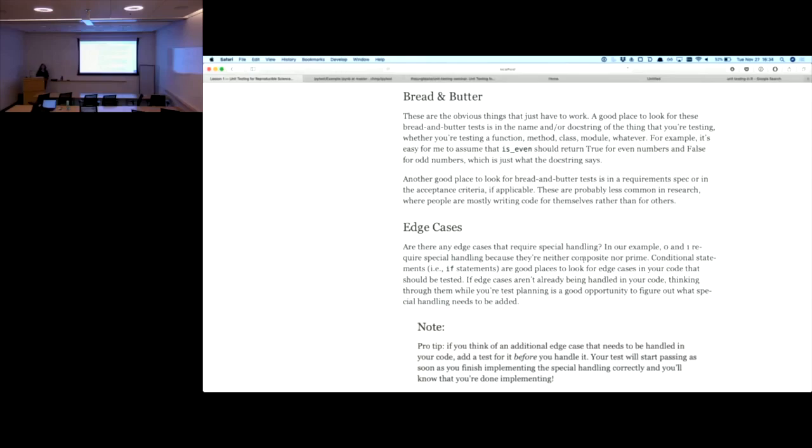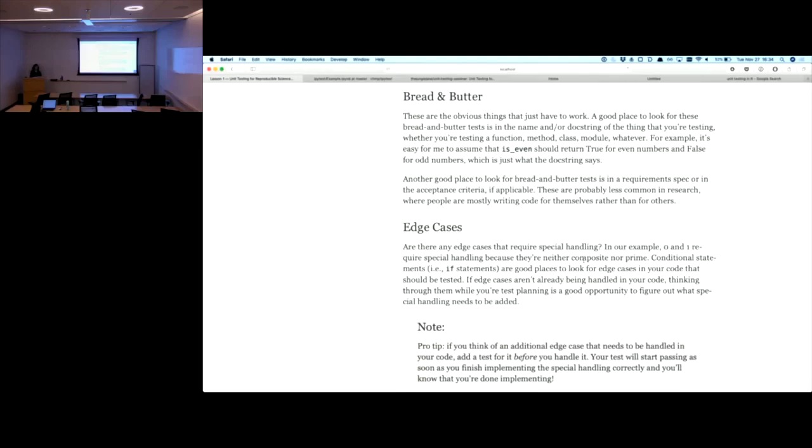Another good place to look for these happy path or bread and butter tests, which I think is probably going to be less applicable to this group, is in a requirements spec or in acceptance criteria from a user. If you're mostly writing code for yourself, you probably don't have this, but if you have a consumer that's like, I want this feature, I want it to perform this way when I do this action, and I want it to perform that way when I do that action, those are really great places to start test planning from, because the answer is basically right there for you.